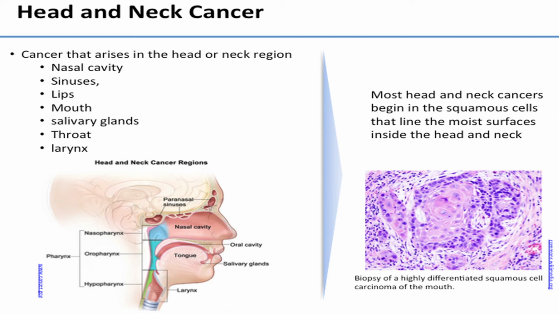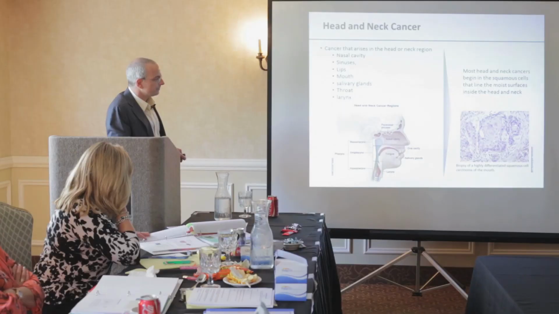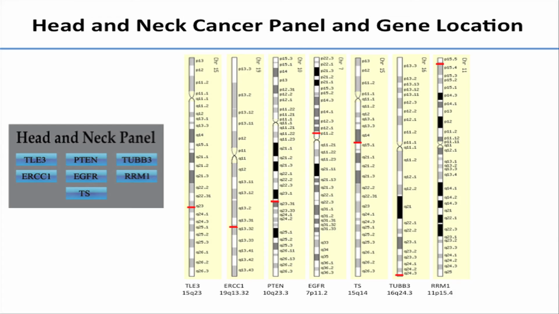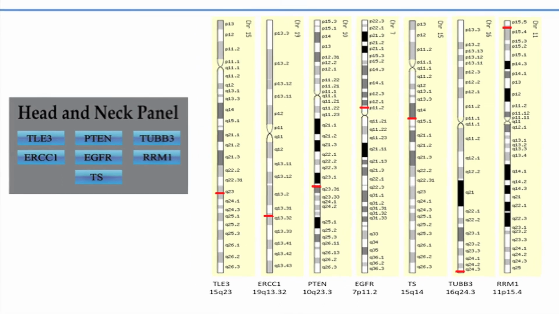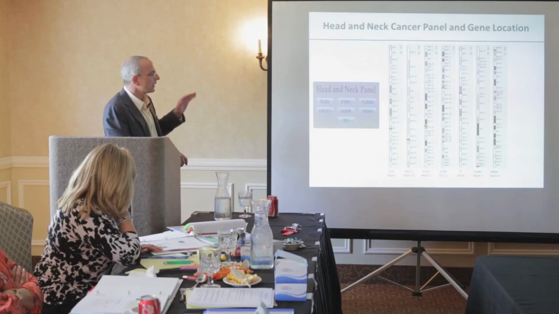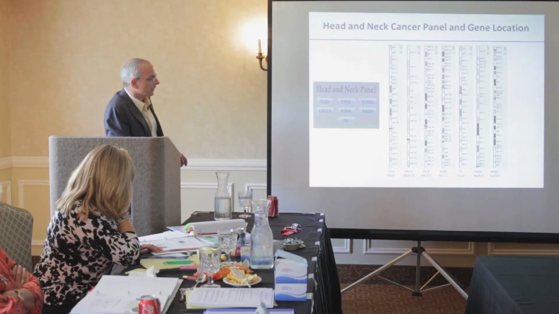But this one's all around the head and neck in those moist tissue areas, and you can see that these cells here are somewhat highly differentiated, and this is something that's come from the mouth. It's a smaller panel actually, given the places, but it's the same sort of cell type that's all around in the head and neck area. So these are the key ones that are players in that, and the chromosomes that they're on.